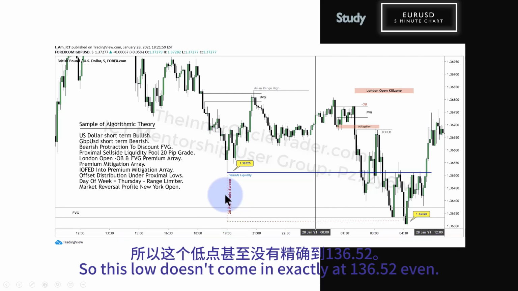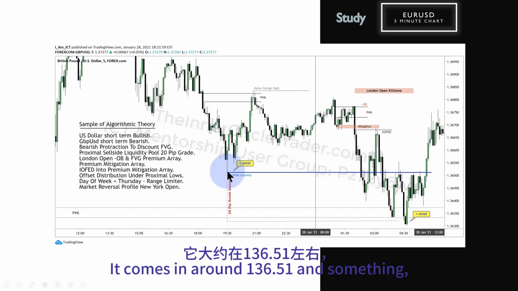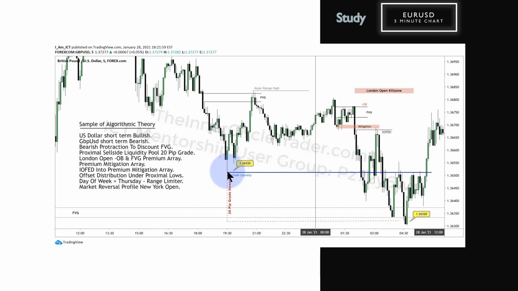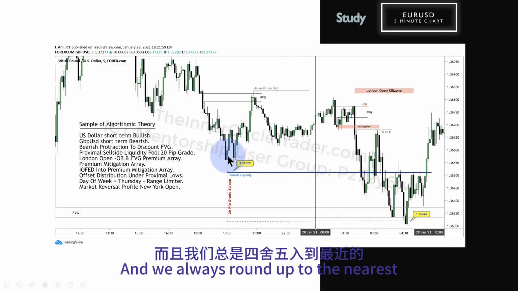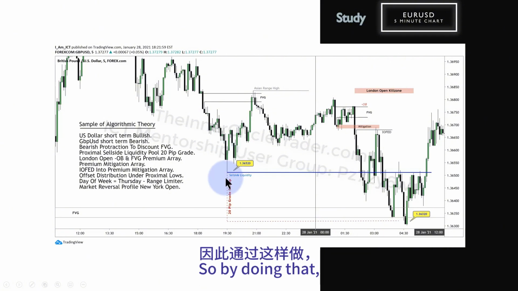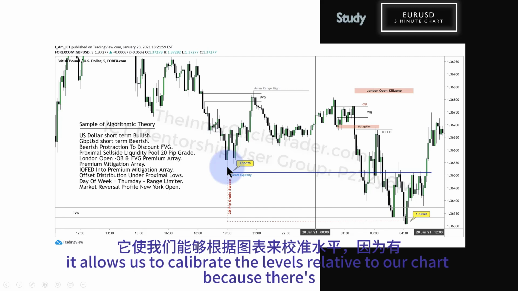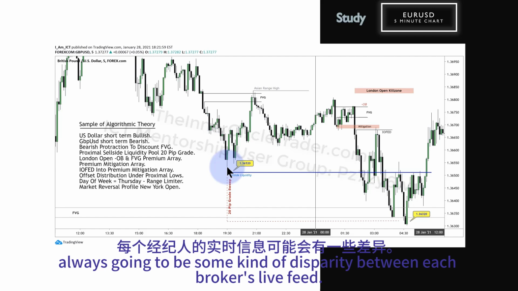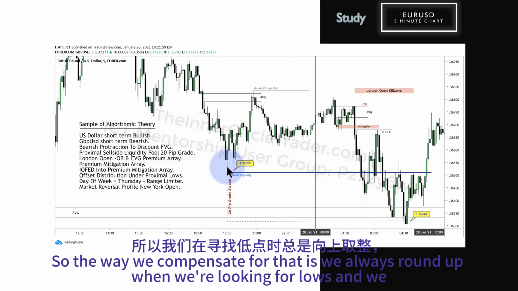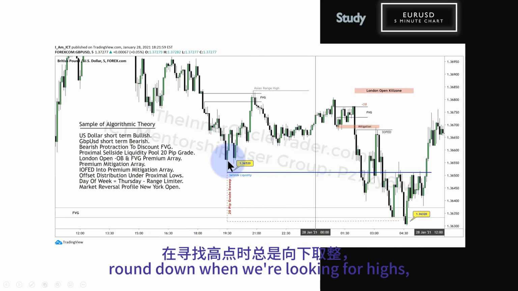All right. So this low doesn't come in exactly at 136.52 even. It comes in around 136.51 and something. And we always round up to the nearest whole number. By doing that, it allows us to calibrate the levels relative to our chart, because there's always going to be some kind of disparity between each broker's live feed. So the way we compensate for that is we always round up when we're looking for lows, and we round down when we're looking for highs.